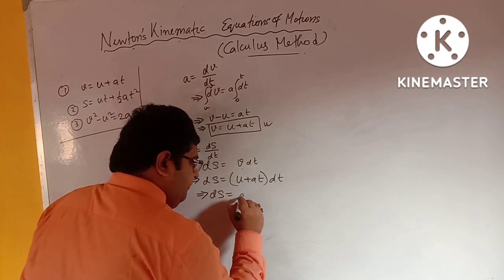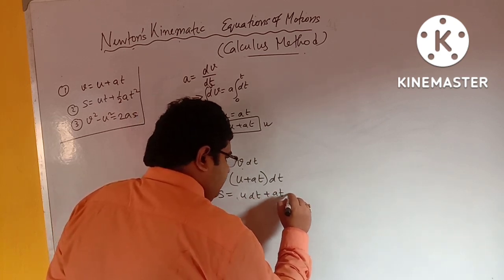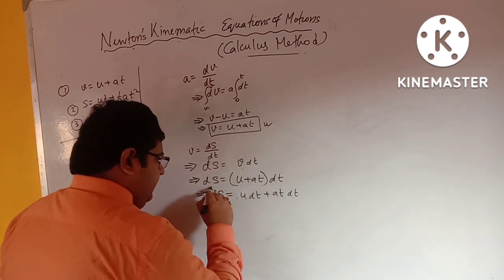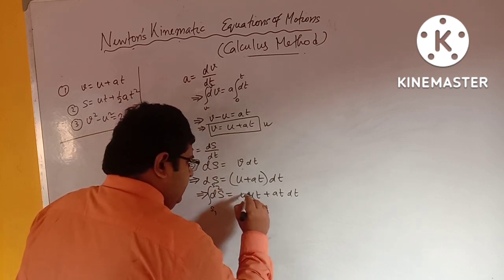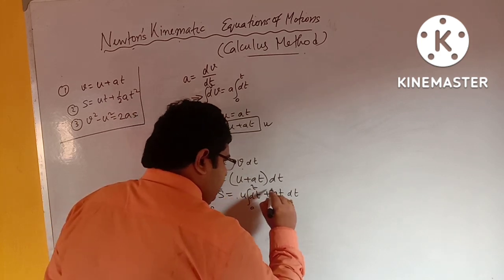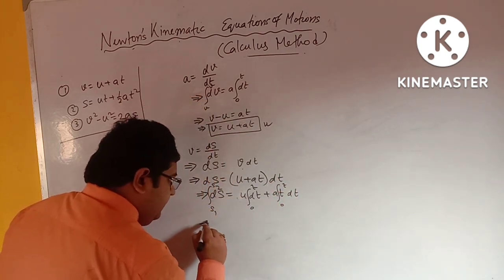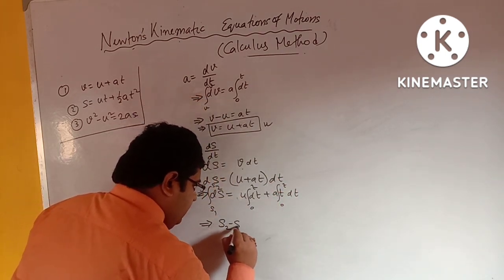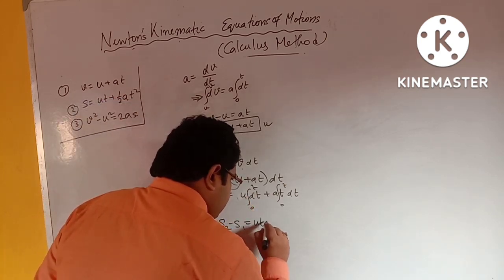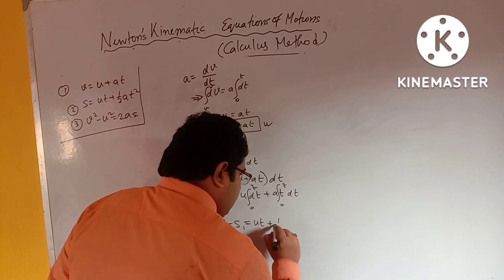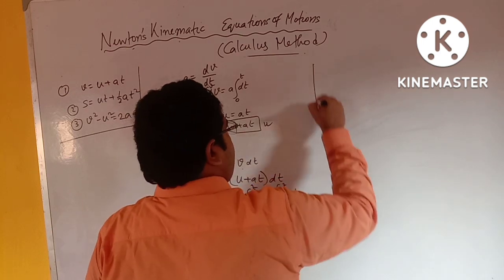ds gives you u dt plus at dt. Again you integrate this from displacement s1 to s2, here from 0 to t, and here a is constant. We get s2 minus s1 equal to ut plus half at square.